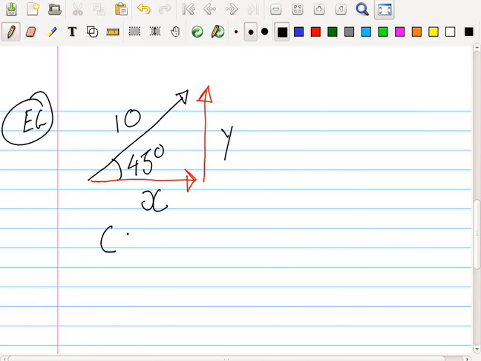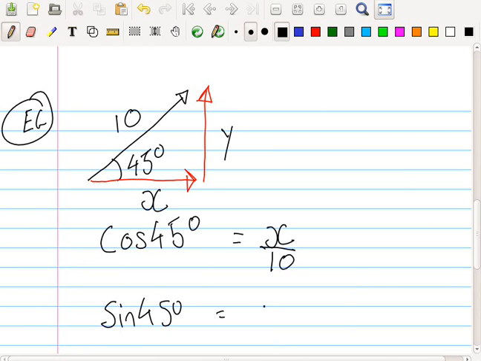Who can tell me what cos 45 is equal to here? Who remembers this from middle school? No, I don't mean the number. I mean on this triangle. Not Y, no. X over 10. X over 10. Okay? And then who can tell me the sine 45? Y over 10, very good.